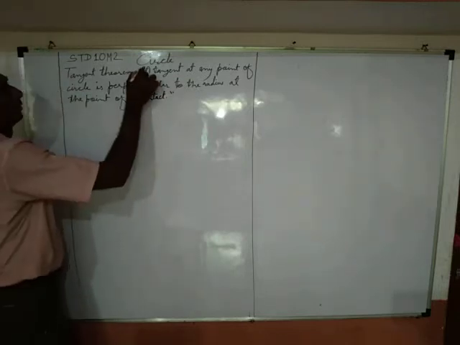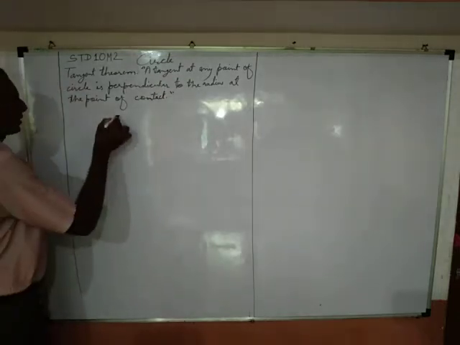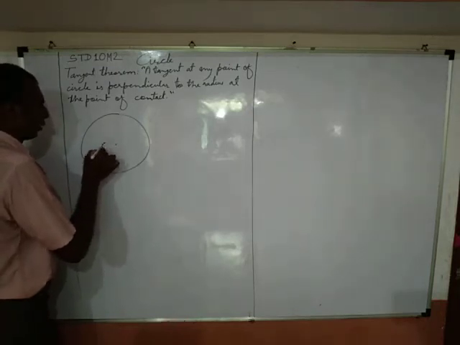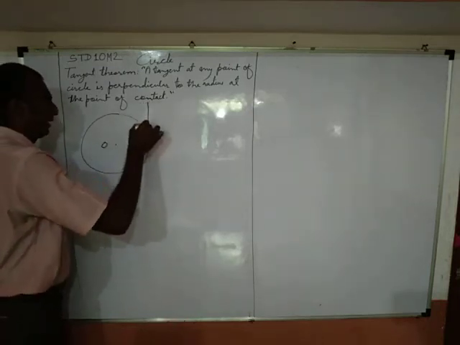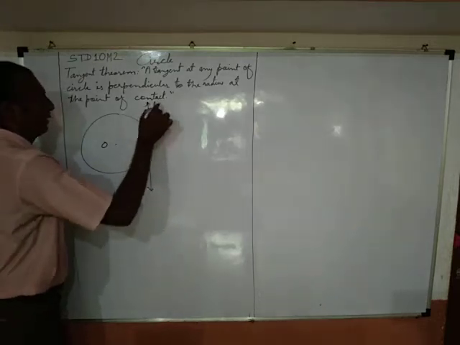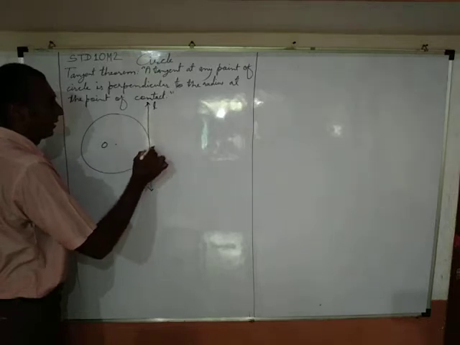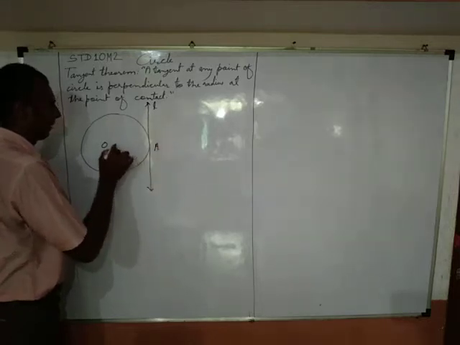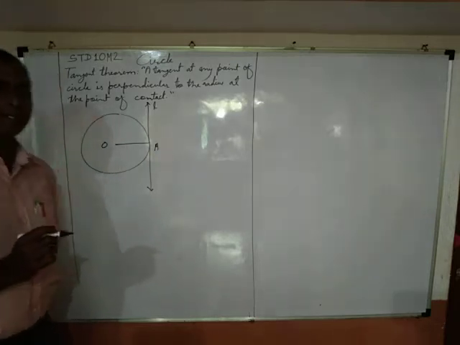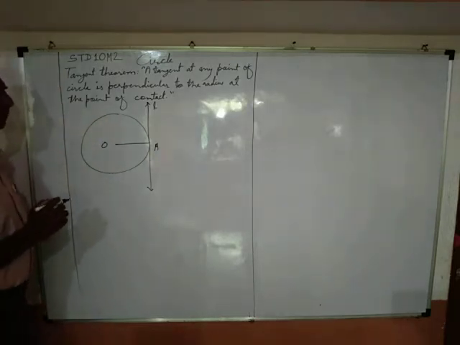Okay. According to the situation, let's consider a circle with center O. Line L is a tangent at point A. Therefore, seg OA will be the radius at the point of contact.